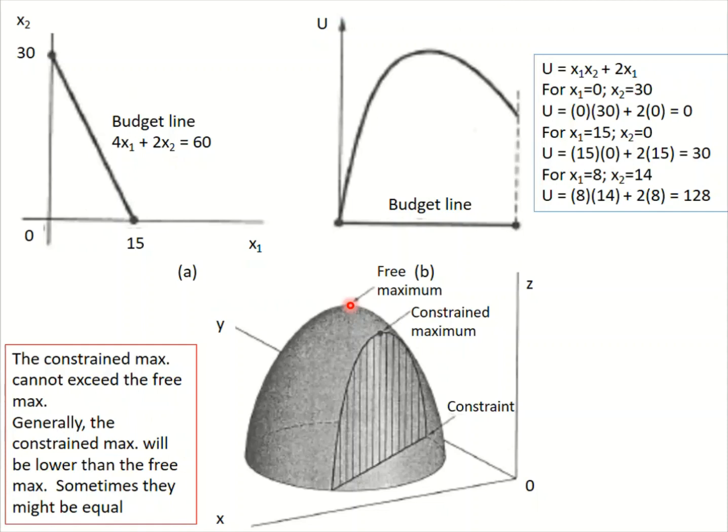This is the difference between what we are doing in this topic, looking at a constrained maximum, compared to the free maximum that we looked at in the previous topic, where we did not work with a constraint. Just to point out, the constrained maximum cannot exceed the free maximum. Generally, the constrained maximum will be lower than the free maximum, but sometimes they might be equal.